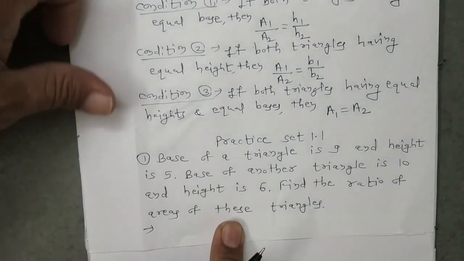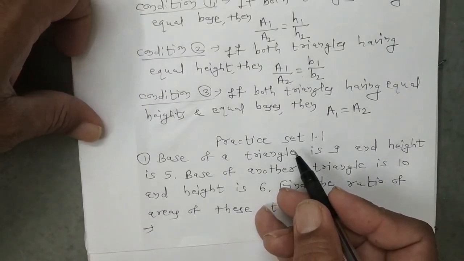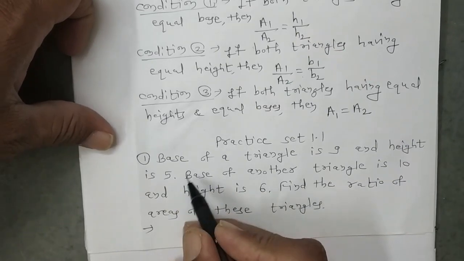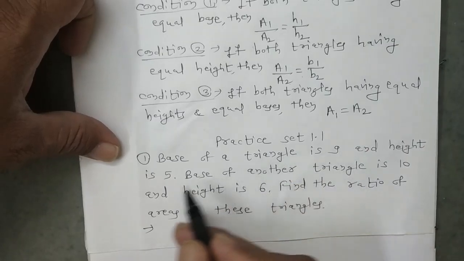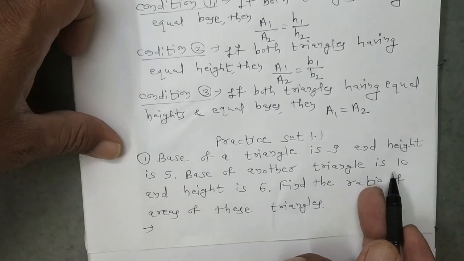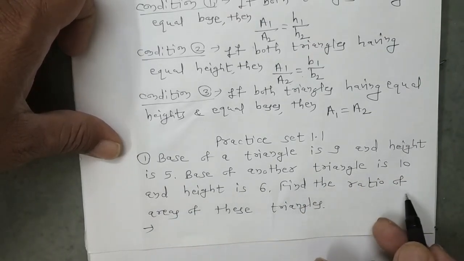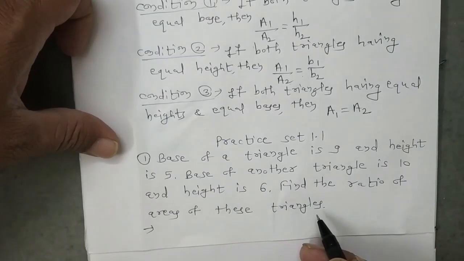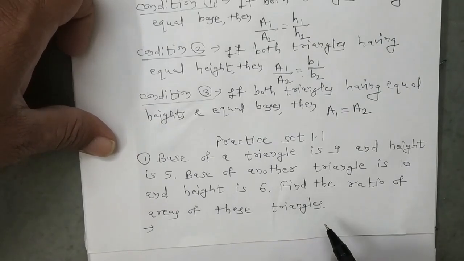Now we will see examples in practice set, that is practice set 1.1. The first example is: base of a triangle is 9 and height is 5. Base of another triangle is 10 and height is 6. Find the ratio of areas of these triangles. That is, we are given the base and heights of these two triangles.